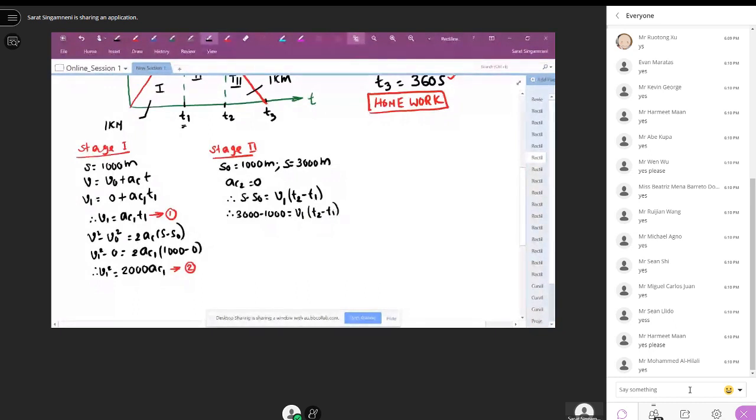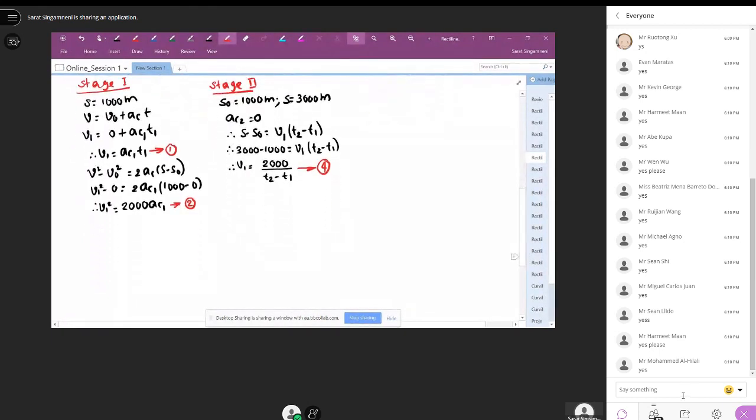We don't know any of that, but we can write v1 is equal to 2000 divided by t2 minus t1. Let's say this is the fourth equation. Okay. Now let's look at stage 3. I will write it here. Stage 3. Stage 2, you can't do anything more because it is just a motion with constant velocity.